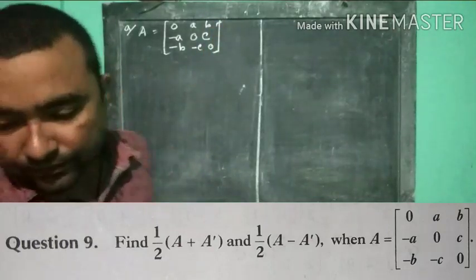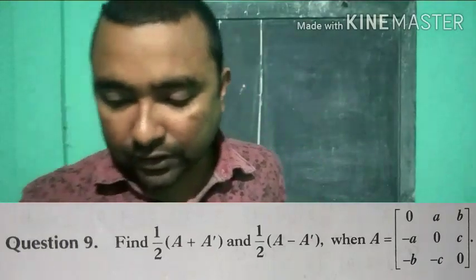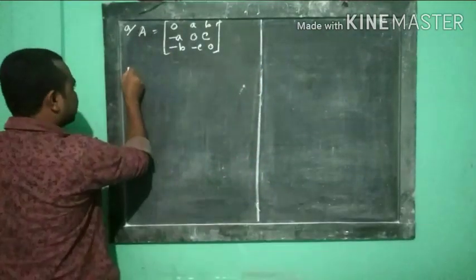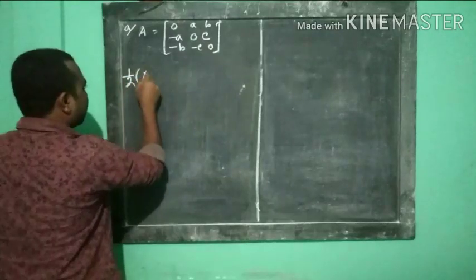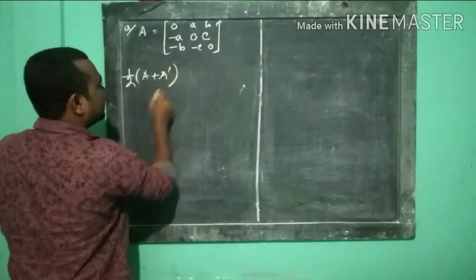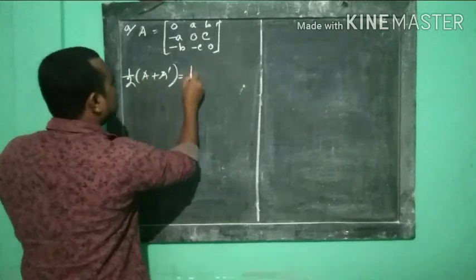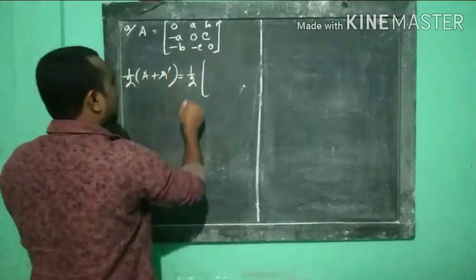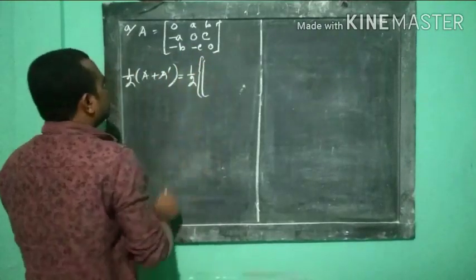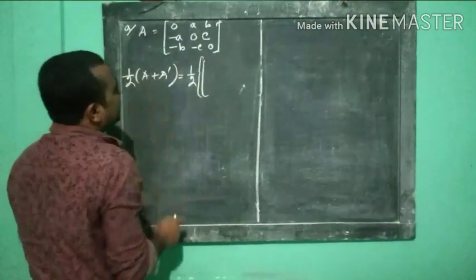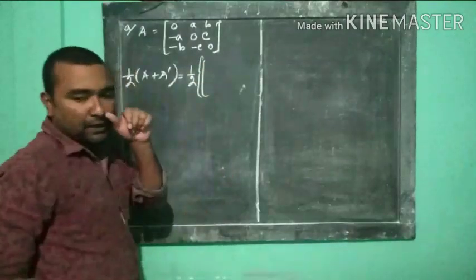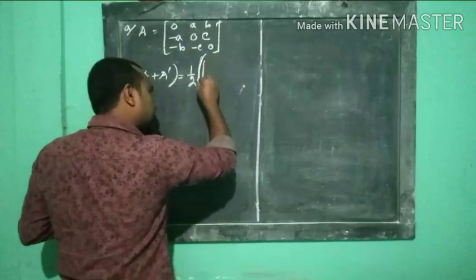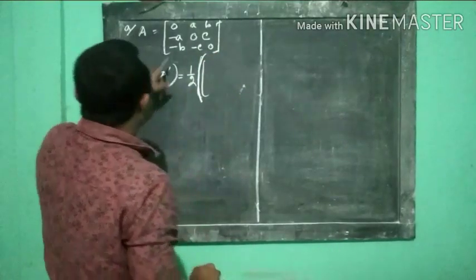Now we are going to find half of A plus A transpose. So half of A plus A transpose is equal to half of A. What is A? A is given, no? So half is multiplied with A plus A transpose. So A is what?